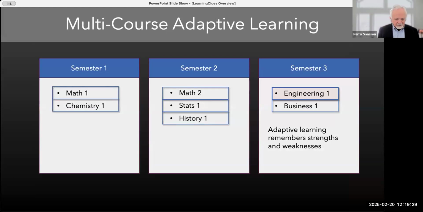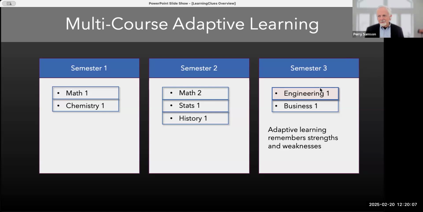Another important feature of this system is that, yes, it's going to answer questions for the course you're in, but we've designed the system to be multi-course. That means that if I'm in an engineering course here in semester 3, and I ask a question into the system, we kept track of all the other courses you've been in or are concurrently in, and we're keeping track of your proficiencies throughout. So we know where your weaknesses are.